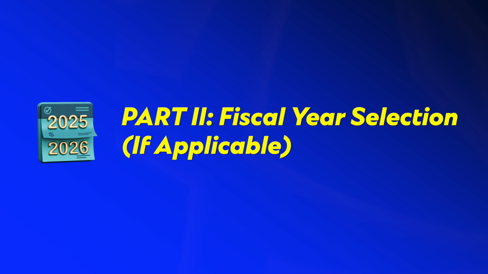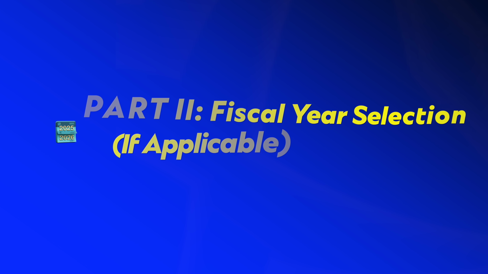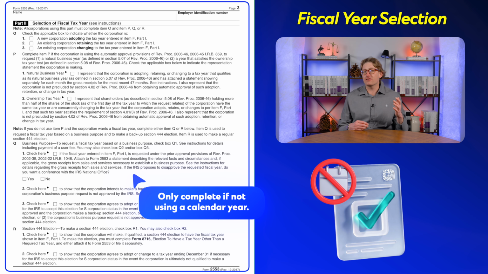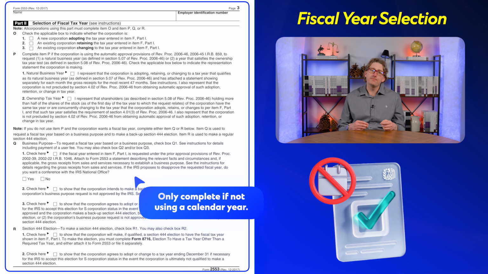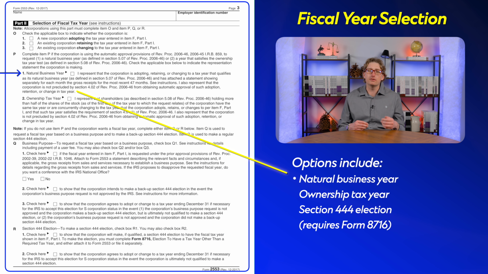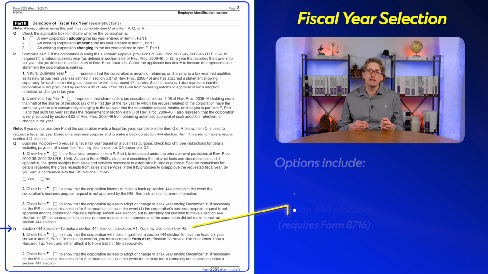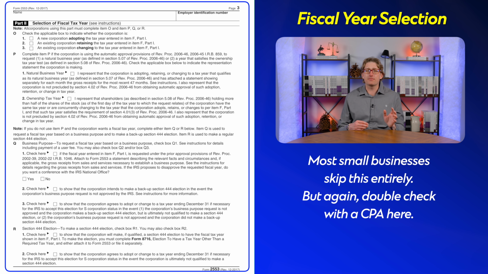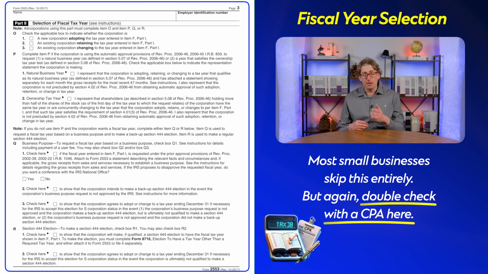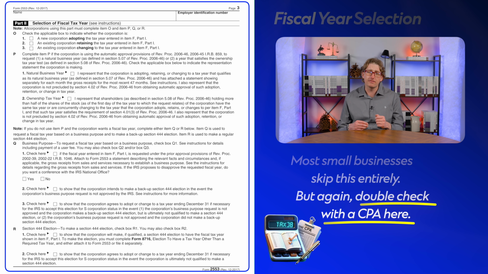Part 2 is the fiscal year selection, if applicable. You only complete this if you're not using a calendar year. The options here can include natural business year, ownership tax year, or a Section 444 election, which requires Form 8716. Now, most small businesses skip this entirely. But again, double check with the CPA to see if it's right for you.